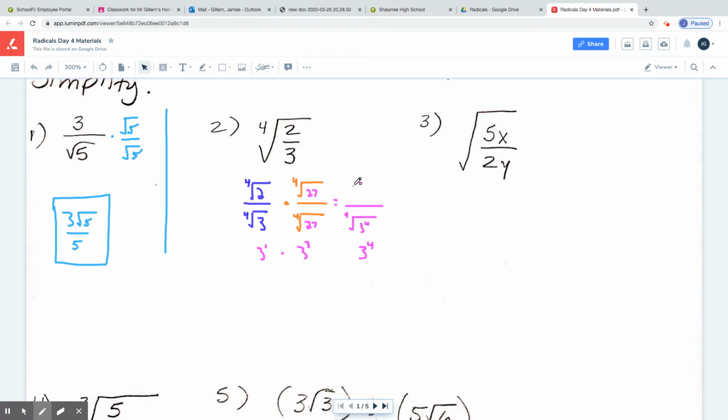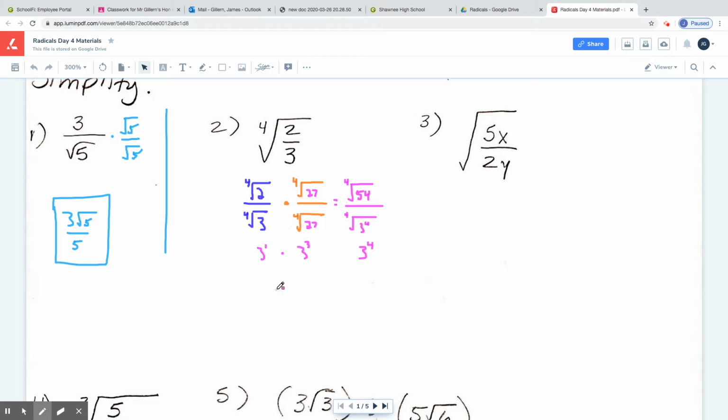And then 27 times 2 is 54. You can't simplify that because it's 27, which is 3 cubed, times 2. Nothing has a fourth power in it, so you don't go anywhere.